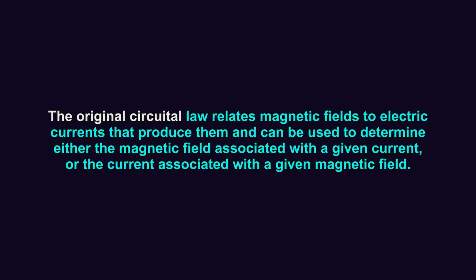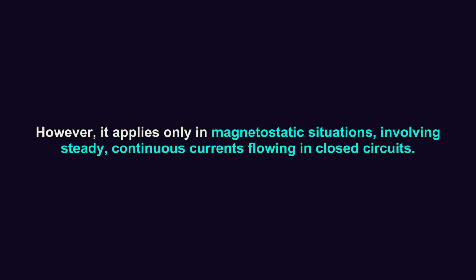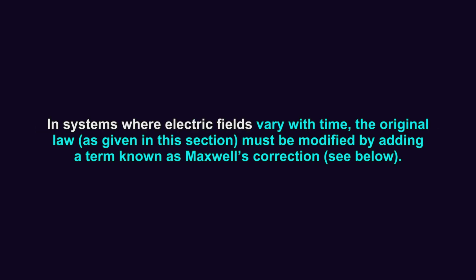The original circuital law relates magnetic fields to the electric currents that produce them and can be used to determine either the magnetic field associated with a given current or the current associated with a given magnetic field. However, it applies only in magnetostatic situations involving steady, continuous currents flowing in closed circuits. In systems where electric fields vary with time, the original law, as given in this section, must be modified by adding a term known as Maxwell's correction, see below.